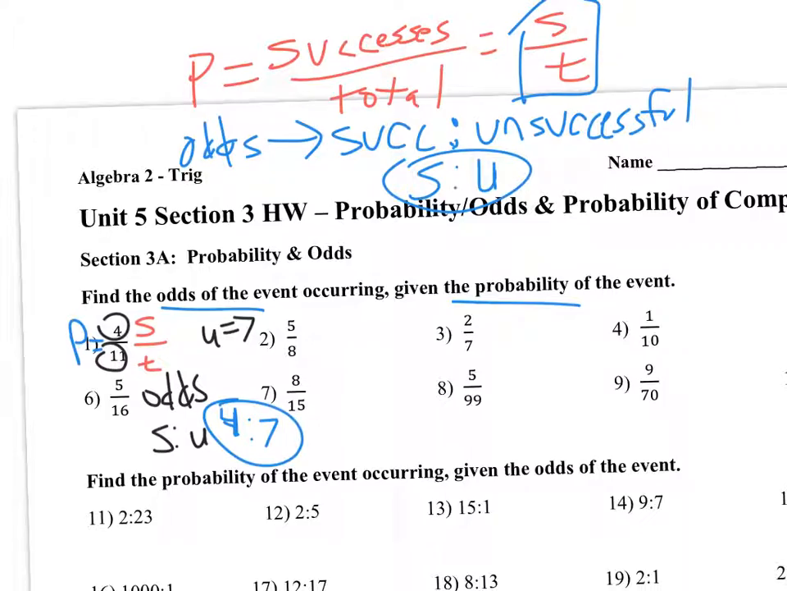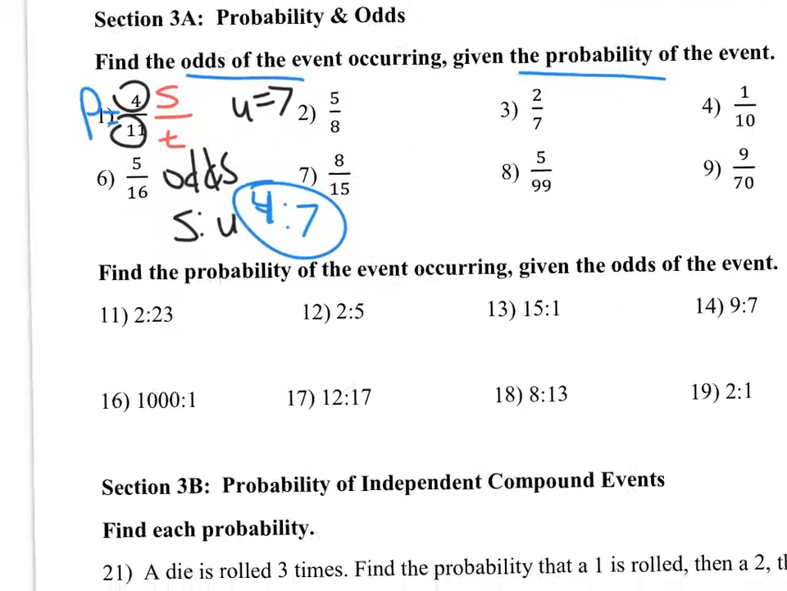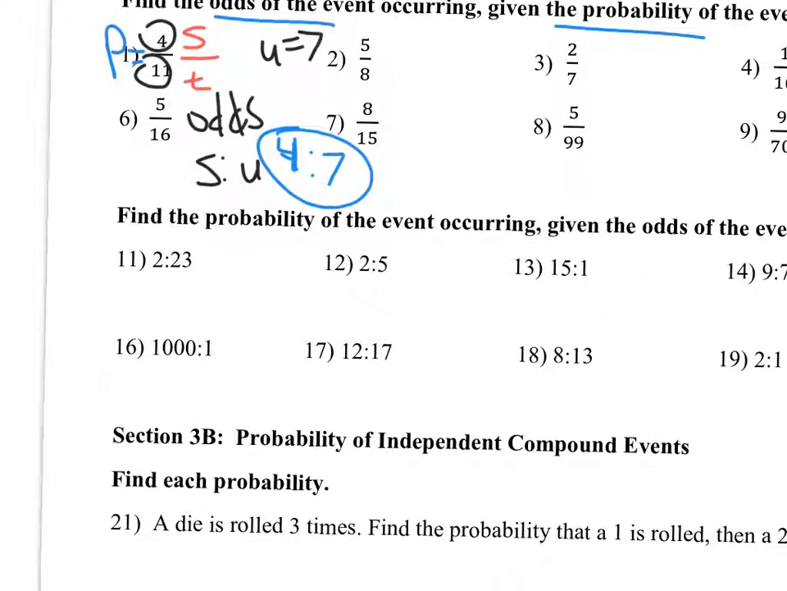Now let's go down to going the opposite way, and we'll do the first one in this one, find the probability given the odds. So this is odds, 2 to 23. That means successes to unsuccessful. And I want to find probability, which is successful out of total. Well now, to find my total, I have to add up my successful and unsuccessful. So now I add on this, that's 25.